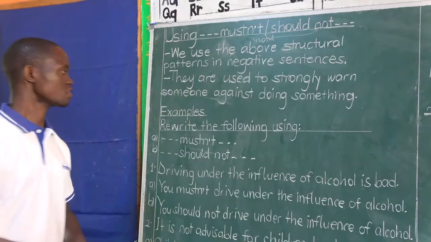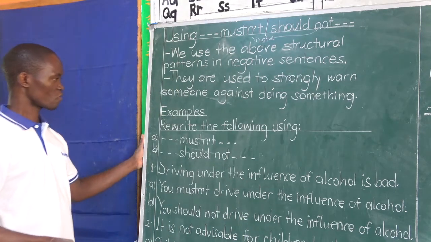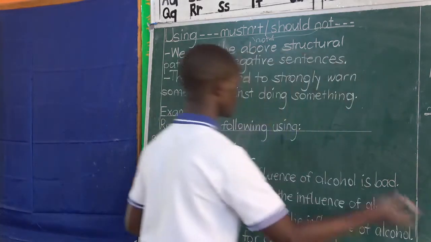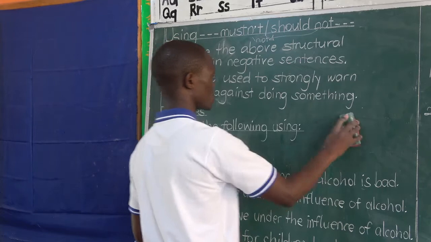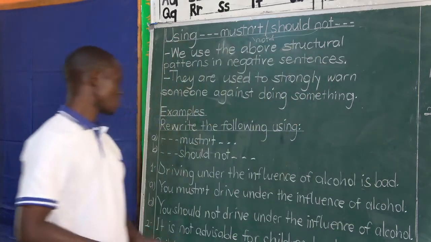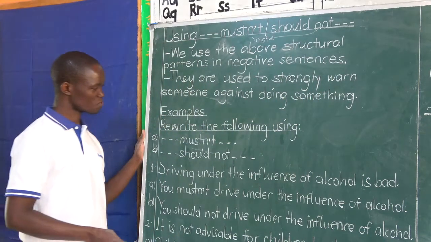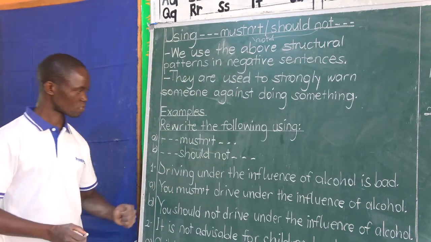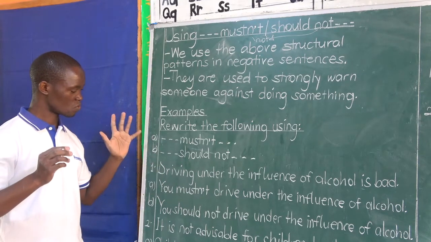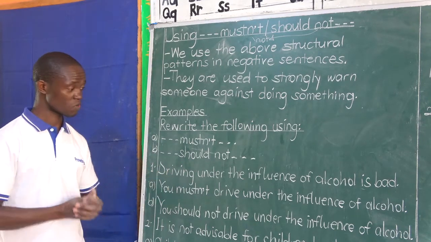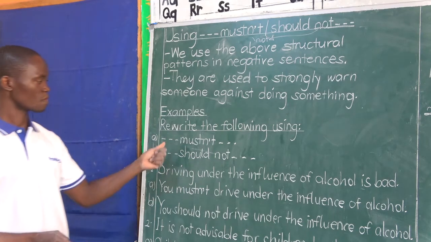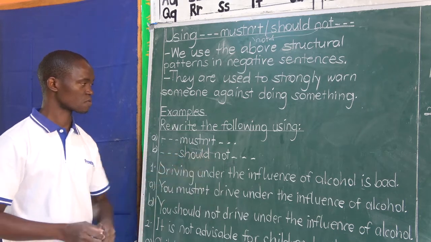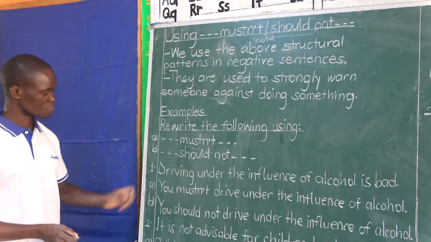Okay, let's go straight to our examples, where we are being told to rewrite the following sentences using A, mustn't, and B, using should not. They are the very words we have in our pattern above. So we are going to construct sentences. To each question we require two answers, where one will be using mustn't, and the second one will be using should not.